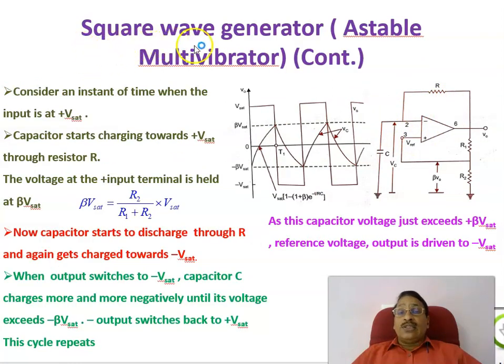Continuing with the square wave generator, also called an astable multivibrator, in the same circuit this is the feedback path, and the output is connected to the inverting terminal through a resistor and a capacitor. Now consider an instant of time when the output is equal to plus Vsat. First assume that the output.